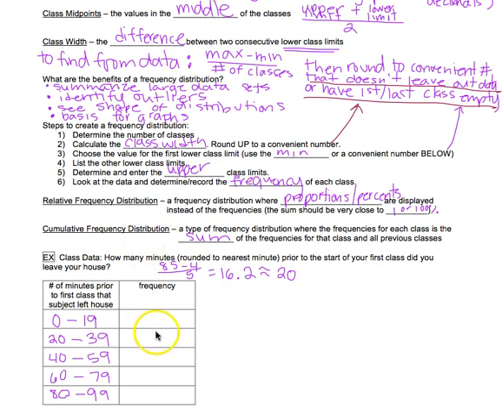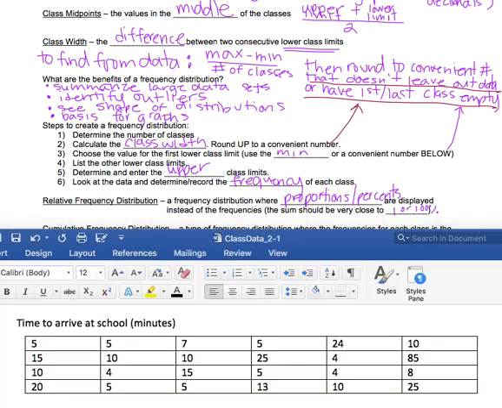Frequency means I actually need to count how many I have. So how many of the people surveyed left their house between 0 and 19 minutes before their first class? So that'd be 1, 2, 3, 4, 5, 6, 7, 8, 9, 10, 11, 12, 13, 14, 15, 16, 17, 18, 19.